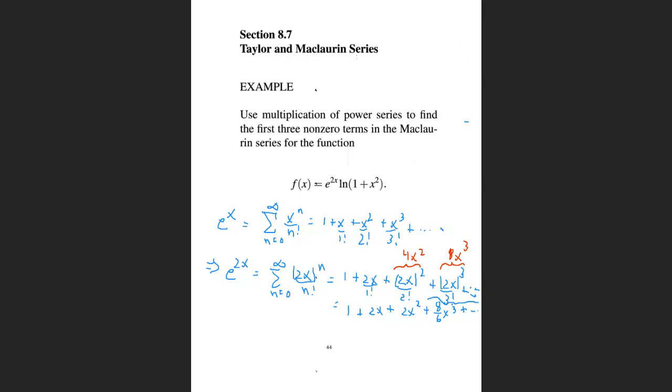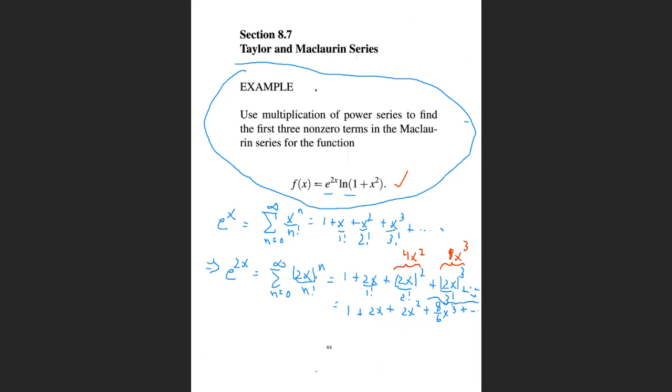And recall last week we were looking at this example from section 8.7 where we wanted to find the power series for this function, e to the 2x power times the natural log of 1 plus x squared. And of course, we could use the definition of a Taylor series or a Maclaurin series and repeatedly find derivatives of this function and then work it that way to get the Maclaurin series.